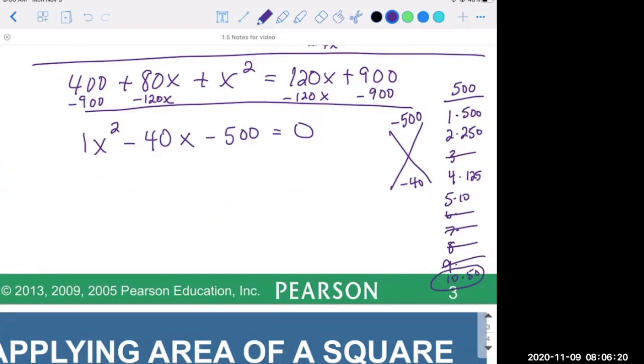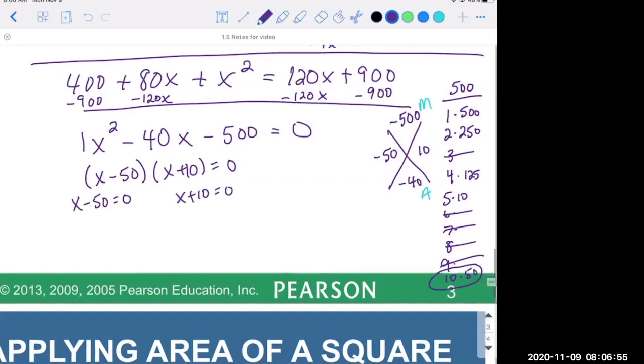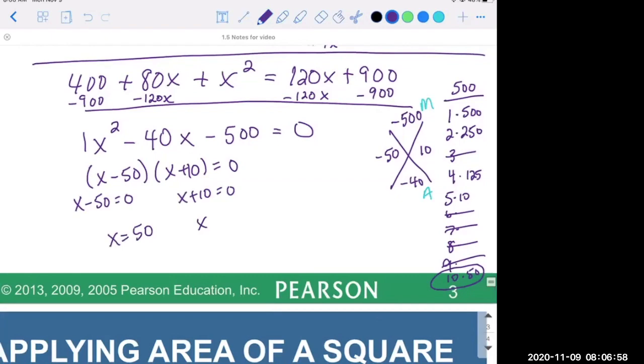So after writing out some factors of 500, I came across 10 times 50, which if I have a negative 50 and a positive 10, those can add up to negative 40. Always double check your factors, make sure that they multiply to what you want and add to what you want. Okay, so jumping back into our problem, since we have an A value of 1, we can use our factoring trick where we just do x minus 50 and x plus 10. Set each of those equal to 0 and solve. We get x equals positive 50 and x equals negative 10.